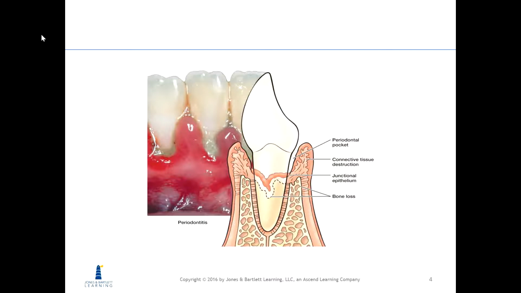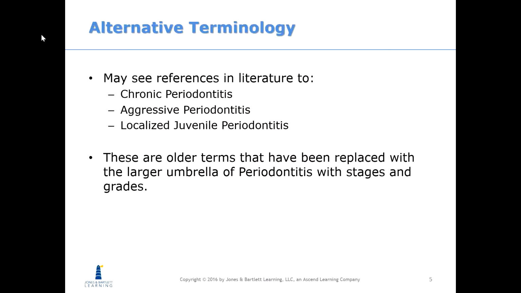Next, we see that there is connective tissue destruction. We have destruction of the periodontal ligament fibers and also the gingival fibers. We have a periodontal pocket, which means that we see a separation of the sulcular epithelium. And then, of course, we have apical migration of the junctional epithelium. Those are all signs of periodontal disease.